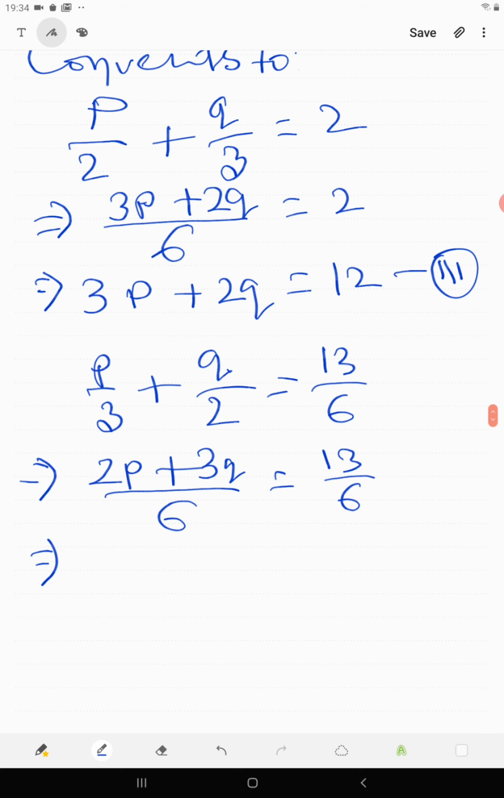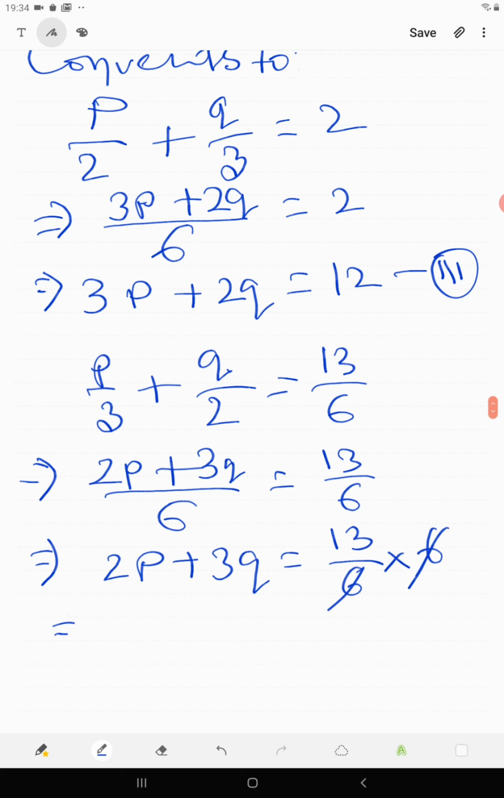Now this 6 I will take towards the right, and it will become multiplication. So 2p plus 3q equals 13 by 6 into 6. 6 cancels. We got 2p plus 3q equals 13. This is our equation 4.